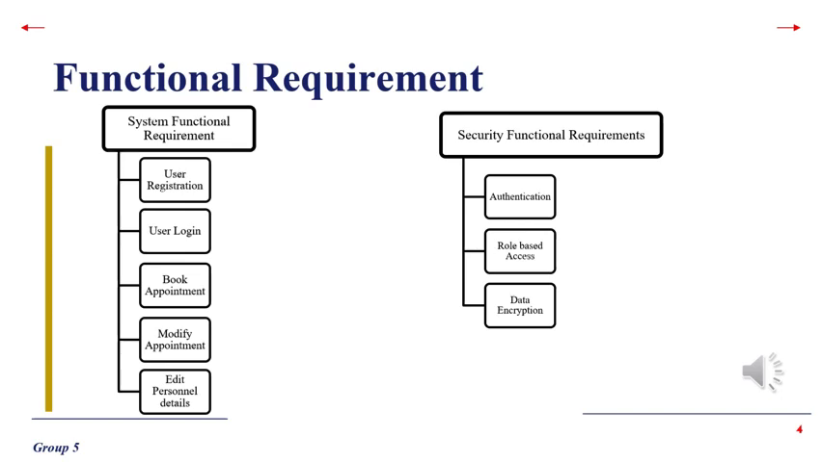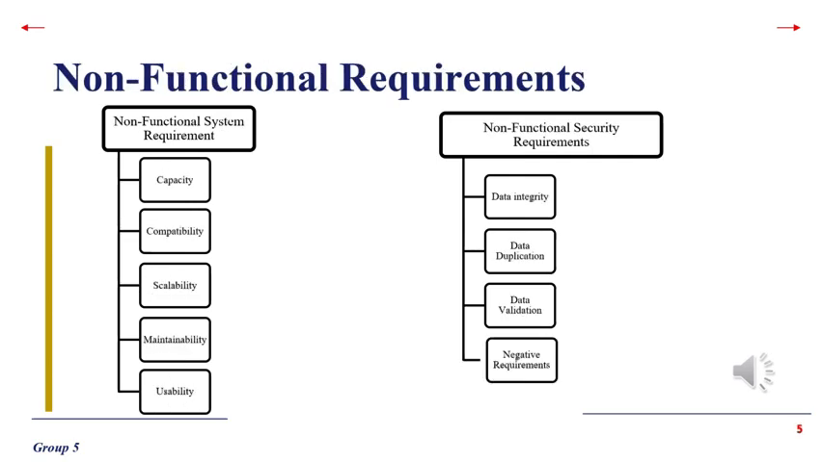The security functional requirements, on the other hand, include authentication, where we have implemented two-factor authentication considering the mitigation of the risk of a default password or a weak password; role-based access, where every individual is given access only based on their role, and the admin user has overall access to view all the data; and data encryption. The data stored in the application is encrypted, and passwords are salted and hashed.